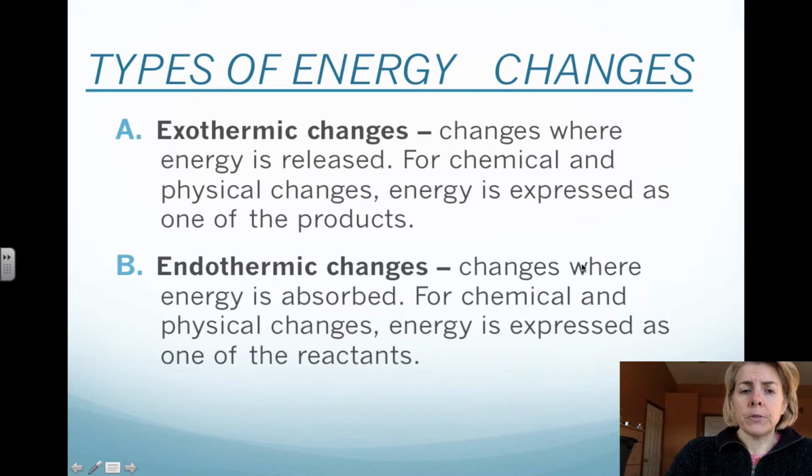We have a couple different changes, and I'm sure you've seen these before. There's exothermic and endothermic. Please remember that when we're talking about exothermic, we're talking about release of heat. Anything that is exothermic, we're releasing heat. With endothermic, we're talking about absorbed energy. When we're looking at phase changes, we want to make sure we know which one is exothermic and which one is endothermic. You might be a little surprised about which one's endo and which one's exo.